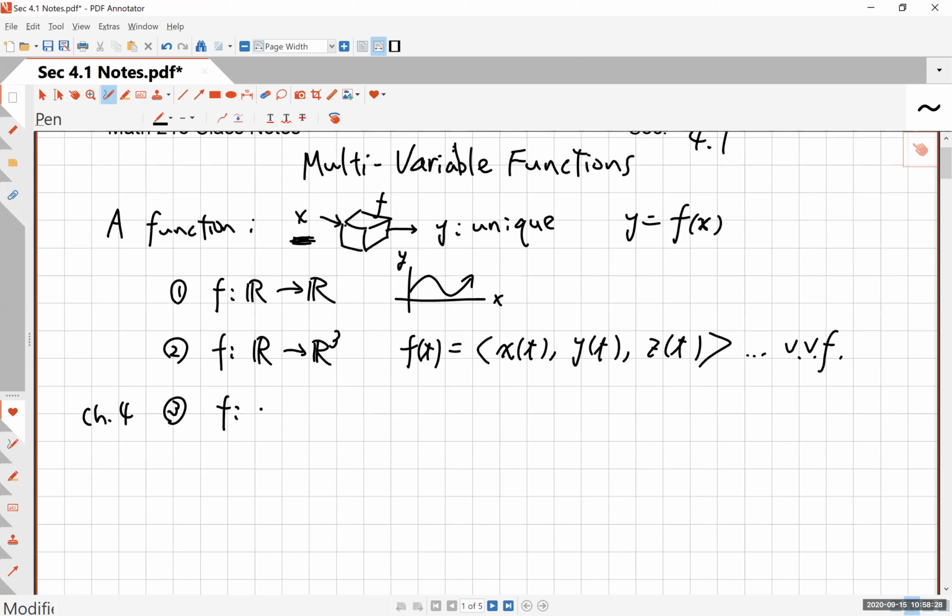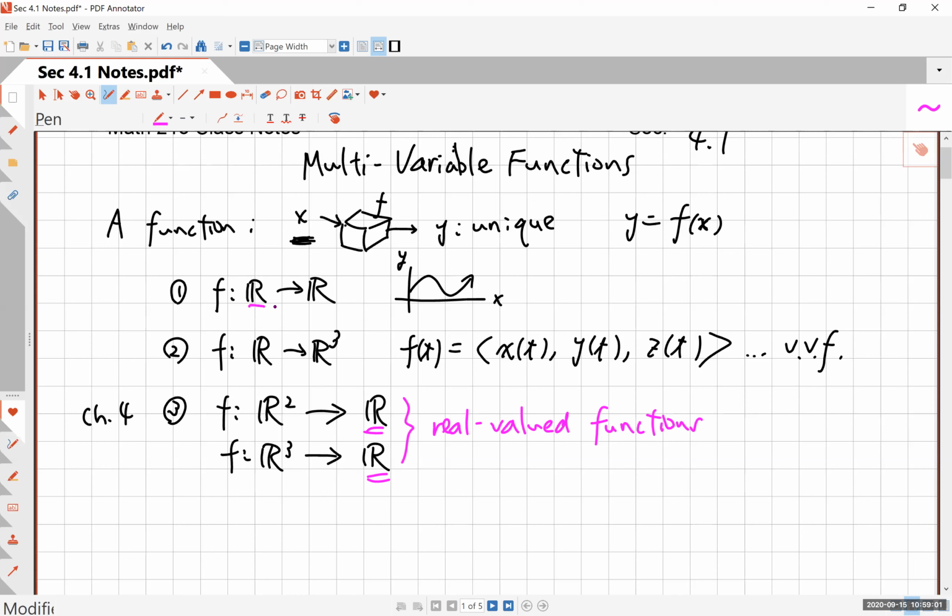So here's what is new in this chapter. This time we start with a domain of R2 or R3 or some subset thereof, and that is going to give us a real number. In both of these, the important thing is these are real valued functions. The codomain is a set of real values. So these are real valued functions.